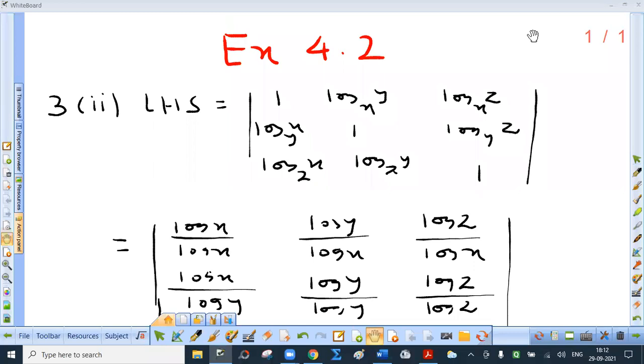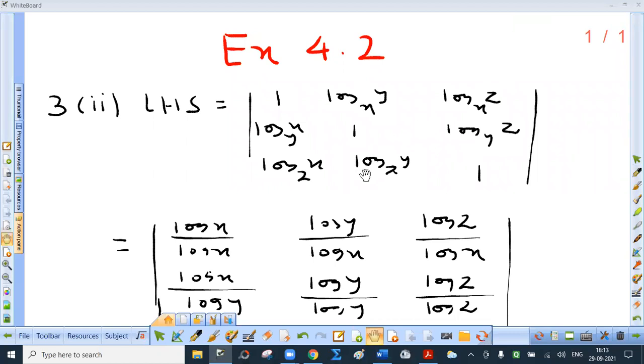Exercise 4.2, third sum, second part. Show that determinant 1, log y to the base x, log z to the base x; second row, log x to the base y, 1, log z to the base y; then third row, log x to the base z, log y to the base z, 1. Value of this determinant is 0. We have to prove this.